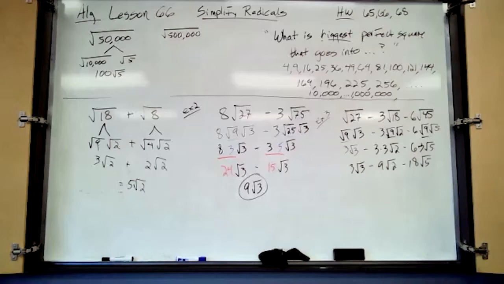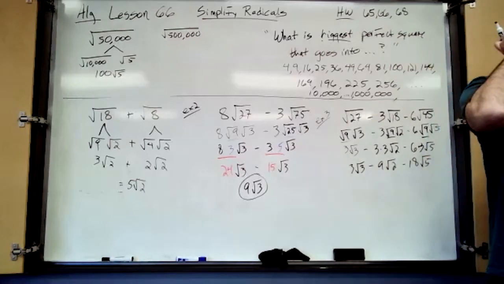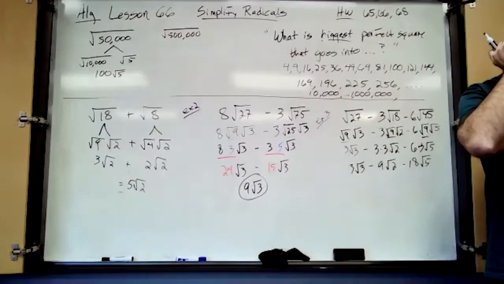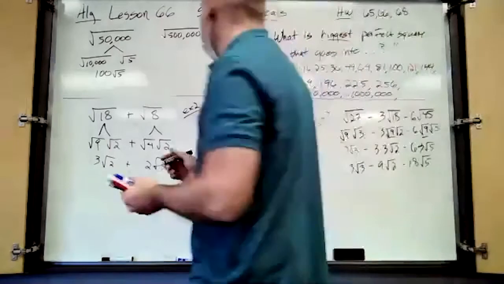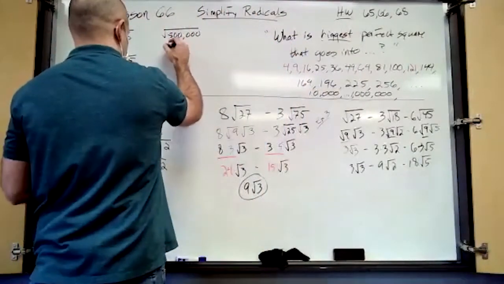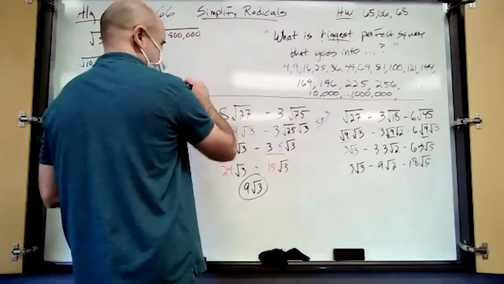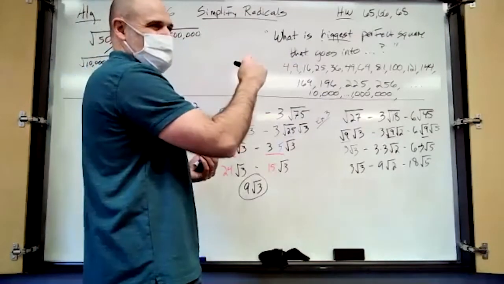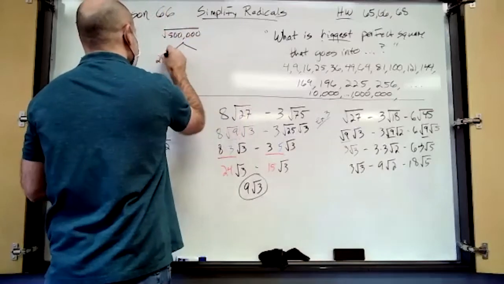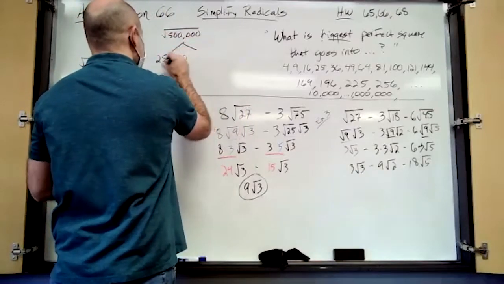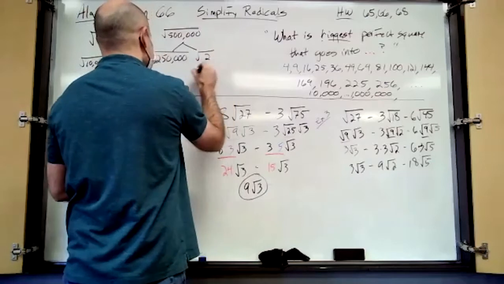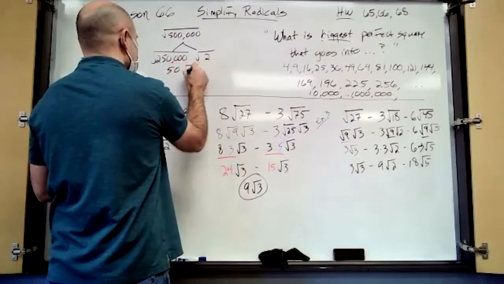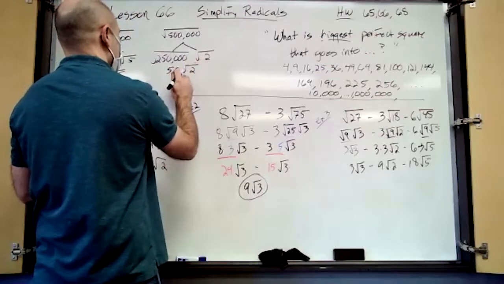Okay, so what is the biggest perfect square that goes into 500,000? So remember, 100,000 isn't a perfect square, but what's the next one you can think of? 250,000. Let's see if that works. Square root of 250,000 is, what is that, 50 times 50? It's got 4 zeros on the end, which means I can take the square root of it, and that's the square root of 2. So that's, what is that, 50 radical 2? No, that's 500 radical 2.